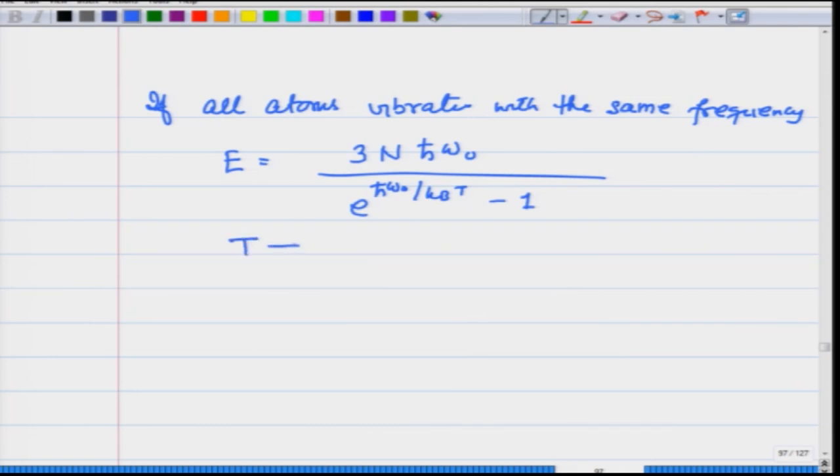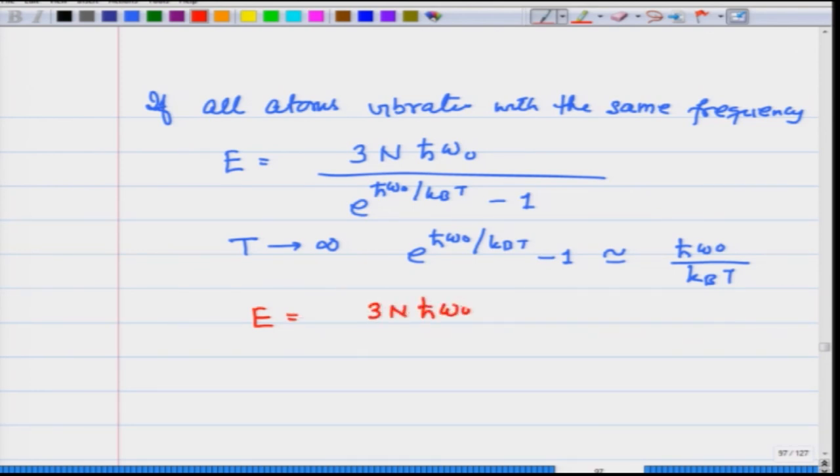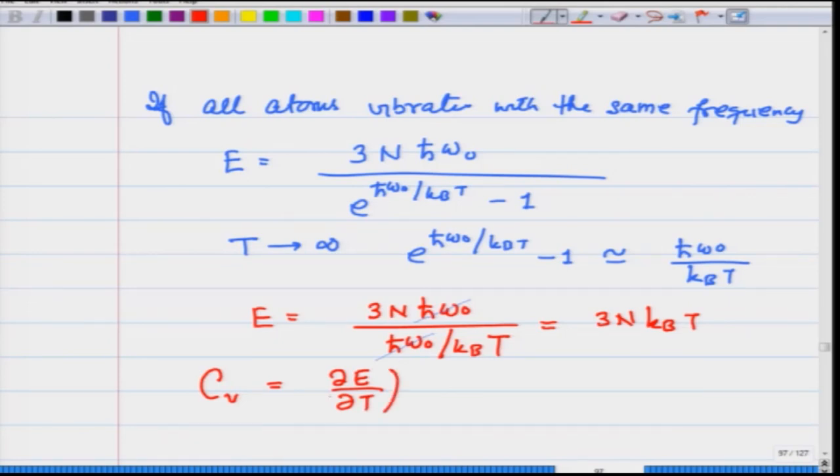So, if I take T going to infinity, very large, then e raised to h cross omega 0 over k b T minus 1 is approximately equal to h cross omega 0 over k b T. And therefore, total energy E is going to be 3N h cross omega 0 over h cross omega 0 over k b T, and this term cancels and I get total energy to be 3N k b T. And therefore, C v, which is dE dT at constant volume, because then the frequency would remain the same, is 3N k b, which is 3R per unit mole, which is the Dulong-Petit law. Experimentally, you observe that at high temperatures, the specific heat is 3R or 24 joules per mole.